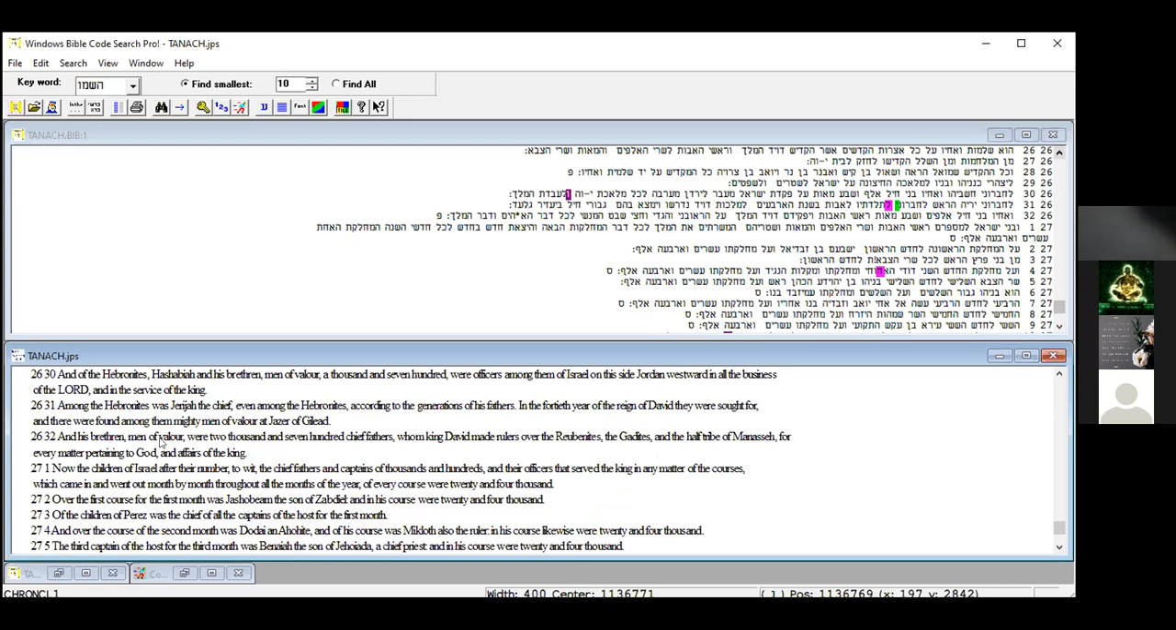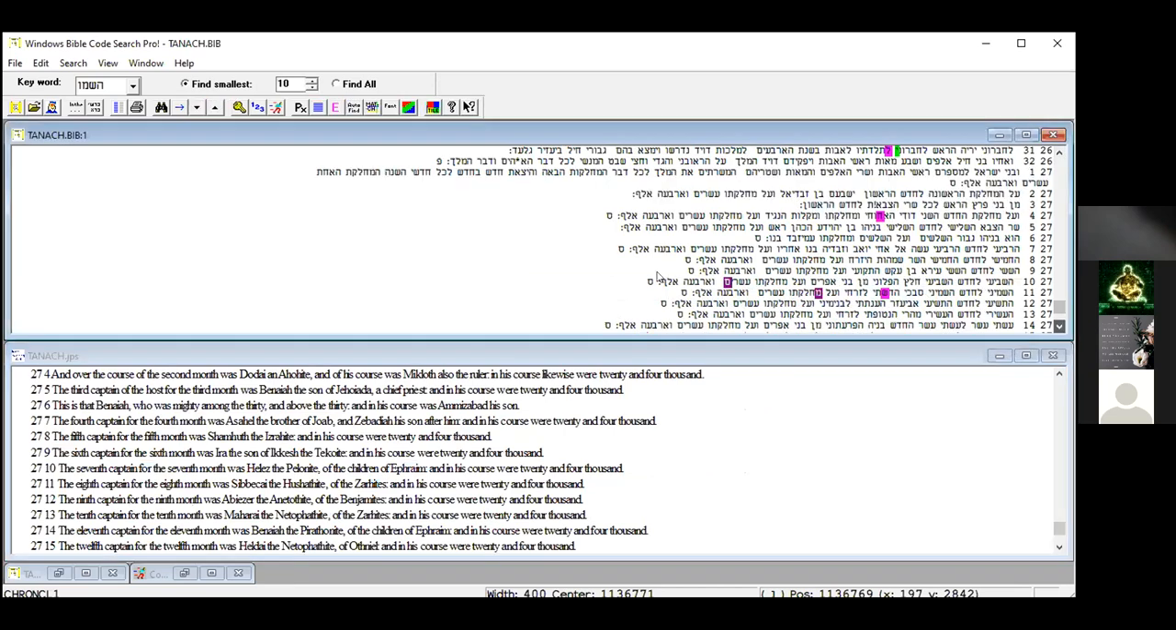And his brethren, men of valor, were 2,700 chief fathers, whom King David made rulers over the Reubenites, the Gadites, and the half-tribe of Manasseh for every matter pertaining to Elohim, to Yahuwah, and affairs of the king. Now the children of Israel, after their number, to wit, the chief fathers and captains of thousands and hundreds, and their officers that served the king in any matter of the courses, which came in and went out month by month throughout all the months of the year of every course, were 24,000. And then it goes on to list all these different courses.